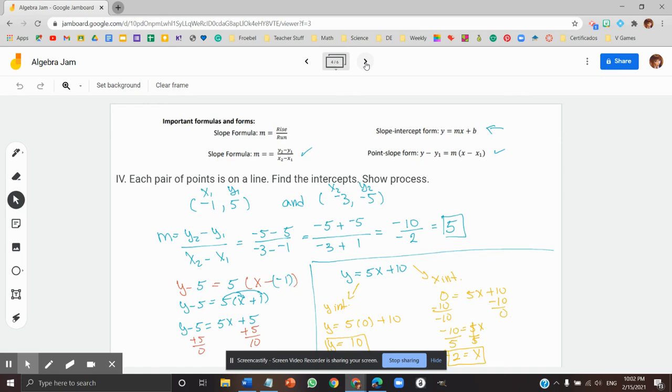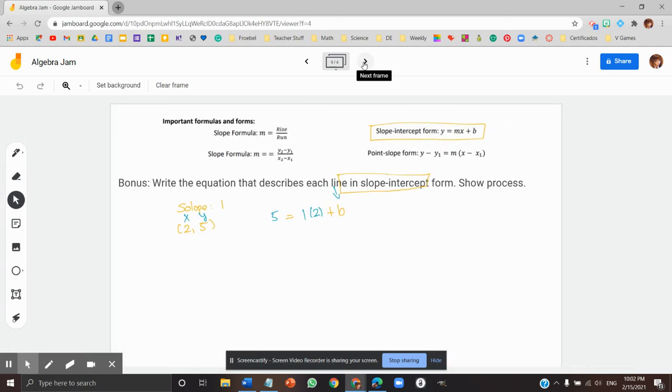Let's see, what do you have? You have your slope, so you can substitute that there. It's going to be 1. You have x and you have y. Your y is 5 and your x is 2. Now you only have one variable, so it's easier for us to solve it.